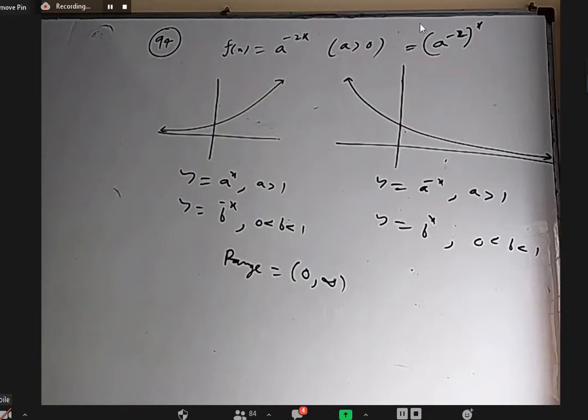Yes, sir. So whether you take 7^x, (1/7)^x, 9^x or (1/1000)^x, all will be either one of these two graphs, which will cover all positive values.